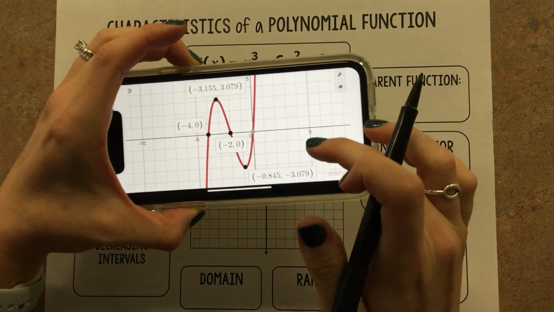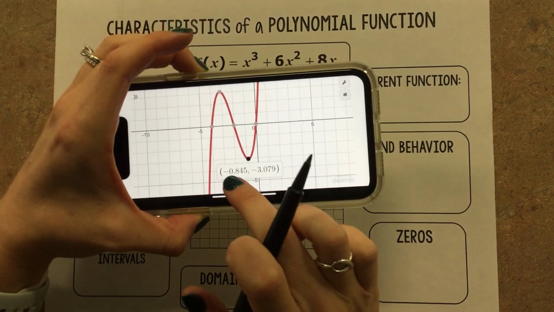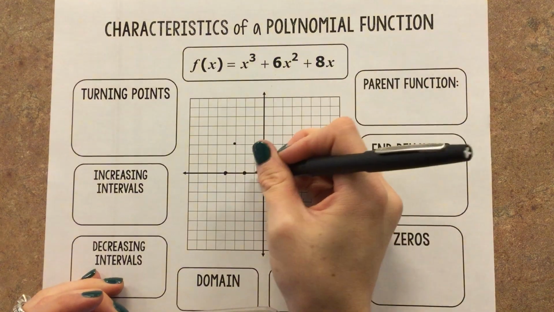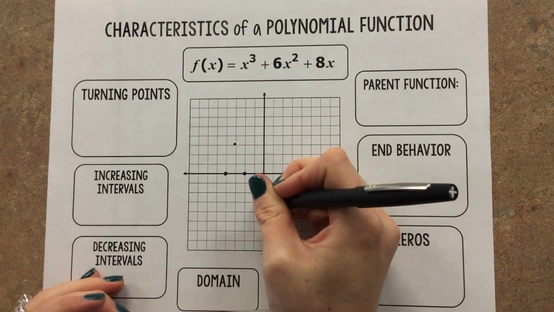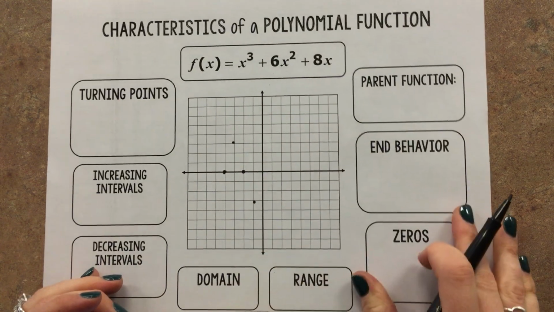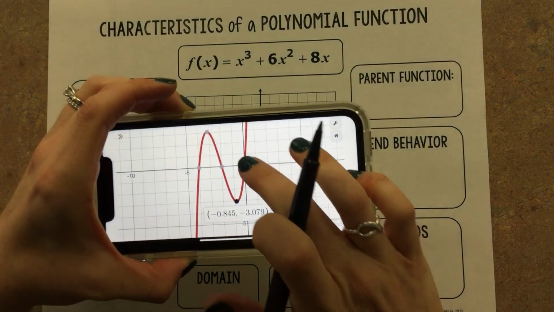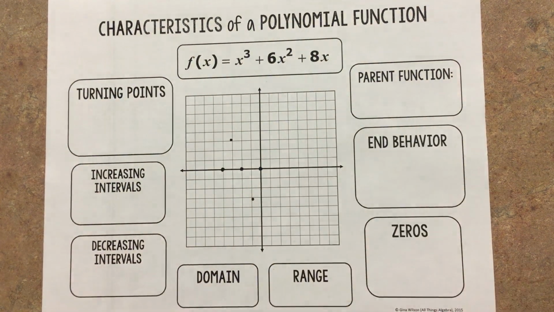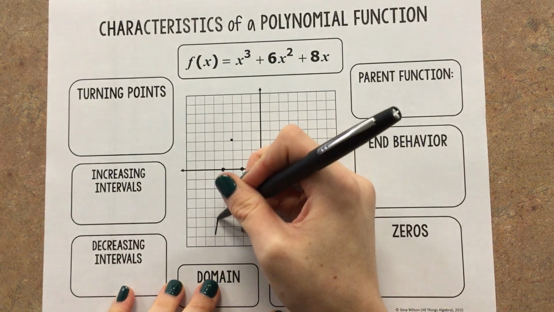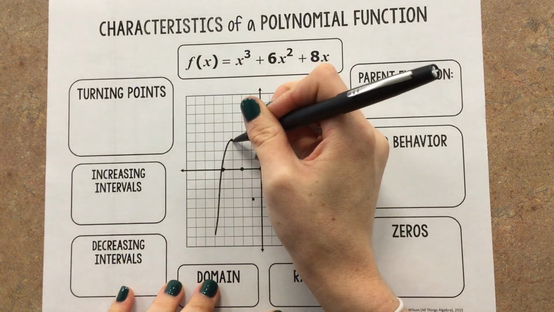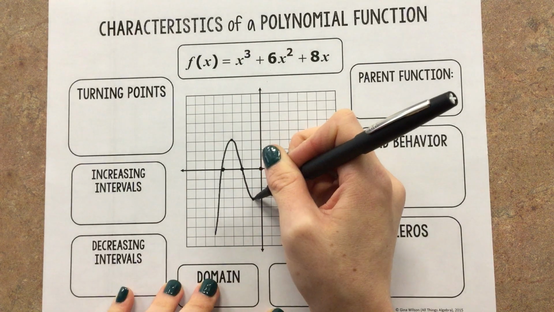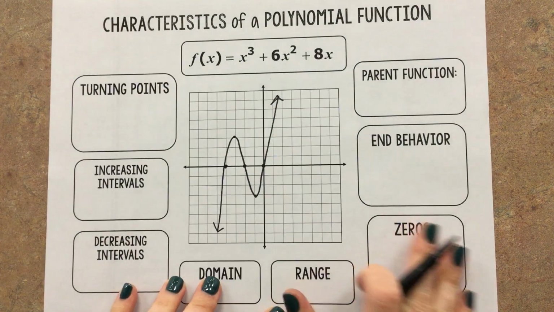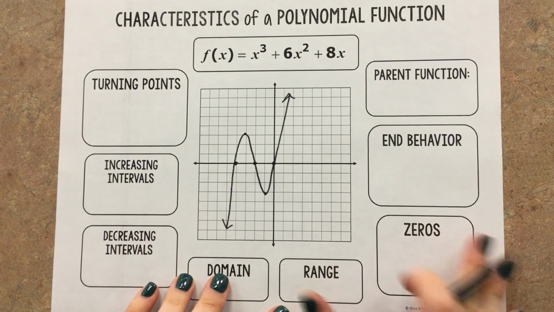This point right here, we've got negative 0.85, so almost negative 1, and then a little bit past negative 3. So almost negative 1 and a little bit past negative 3 would be in this corner right here. So not quite right on the grid. And then right at the origin, 0, 0. So we've got these points right here. So I'm going to sketch in, just make it look as much like the Desmos graph as you can. Goes up forever here, down forever here. So that's our grid. Now we're going to write everything that we can about it.